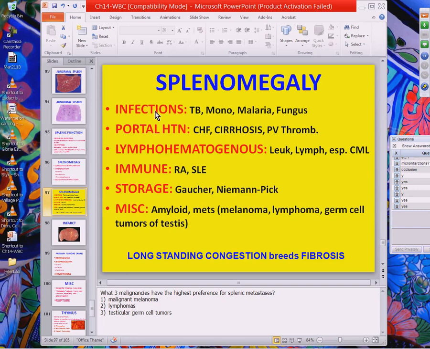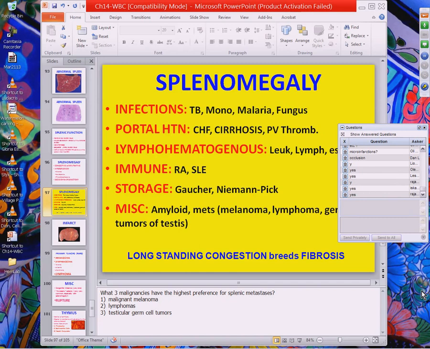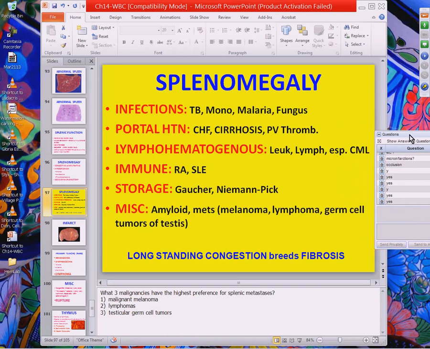Tuberculosis, also a big, big cause for splenomegaly. Malaria, we don't see much of that in the United States, but people with malaria get enlarged spleens. And for some reason, the systemic fungal infections, not the skin fungal infections, but the systemic ones. Histoplasmosis, blastomycosis, coccidiomycosis. These are all associated with really enlarged spleens. I think I was going to ask you a question at this point, but I forgot. So maybe it'll come up later.